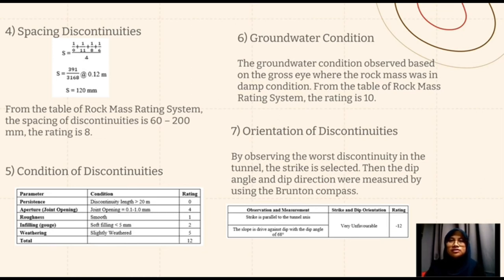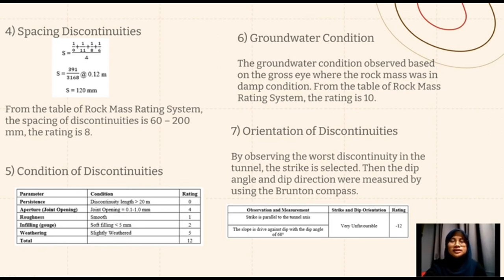Next, the condition of discontinuities. The condition of discontinuities was observed at the site. All the results of the observation are shown in this table. Firstly, the persistence, the discontinuity length, is higher than 20 meters. Then the aperture, the joint opening, is 0.1 to 1 millimeter. The roughness is smooth. The infilling gouge is soft filling less than 5 millimeter. The weathering is slightly weathered, so the total for the condition of discontinuities is 12.